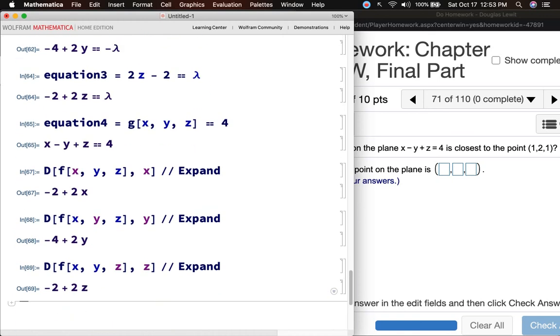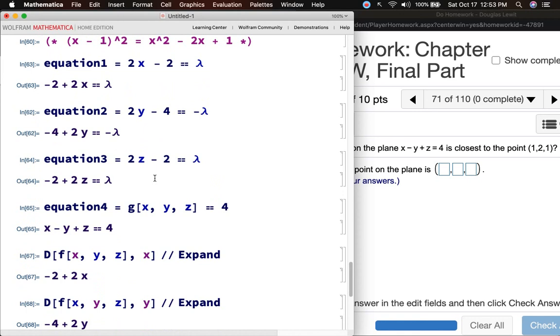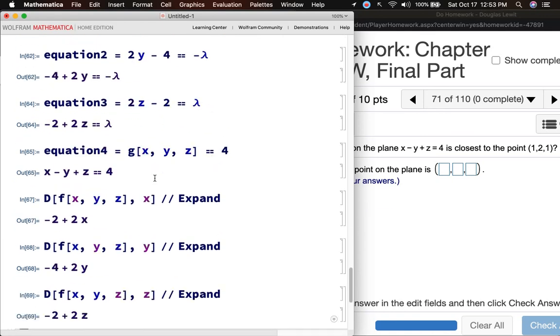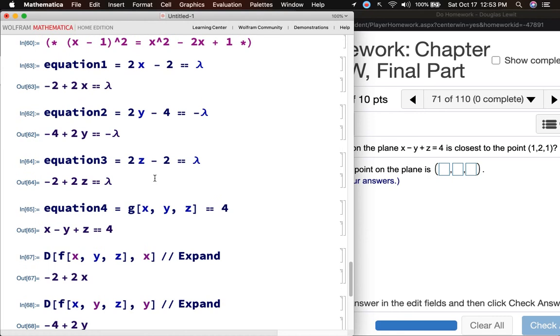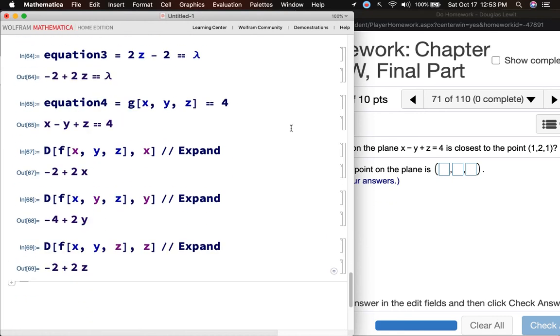So now I have to solve these equations. Now, I could use Gaussian elimination, which is fine. There's no problem with that. I will use Gaussian elimination. So let's do this. Let me turn on my pen.